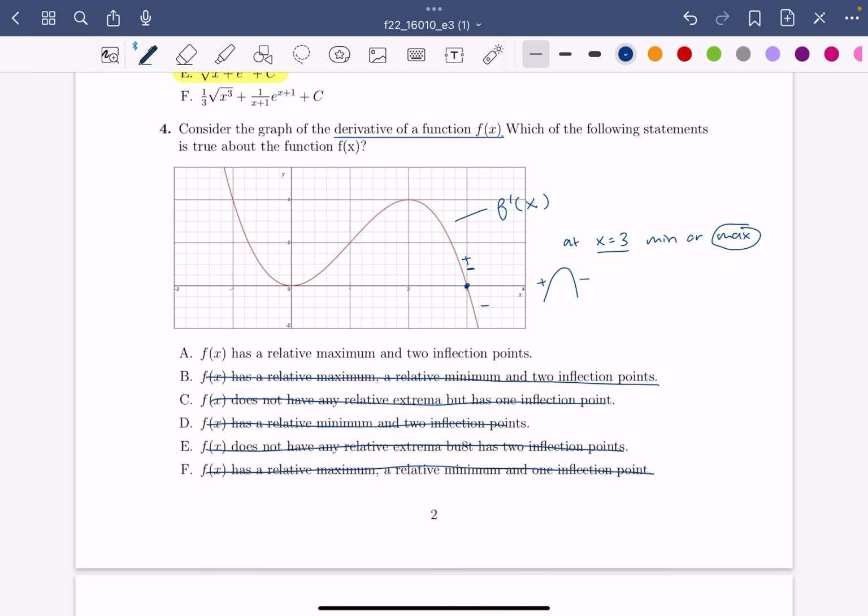So our answer is A, but I wanted to point out where the two inflection points in this answer are. The inflection points occur when the second derivative equals 0. So that means that there's a peak or a dip in the first derivative. So we can actually see our two inflection points here, where the slope of the derivative, or the second derivative, equals 0. So our two inflection points are at x equals 0 and x equals 2. Again, our answer is A.